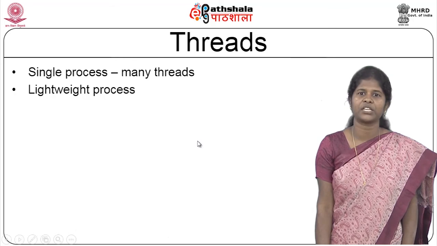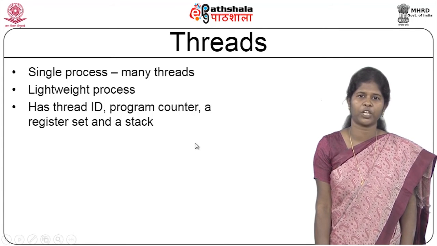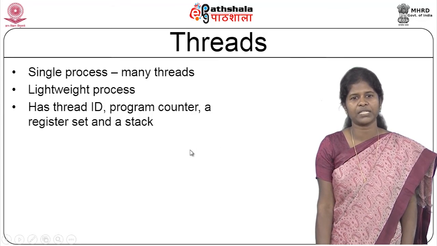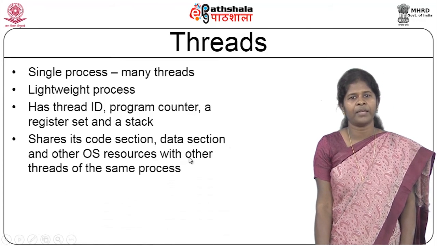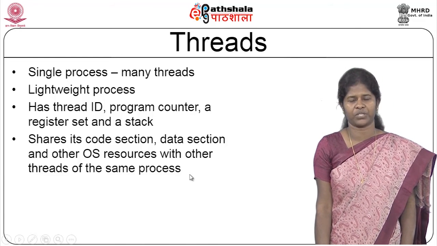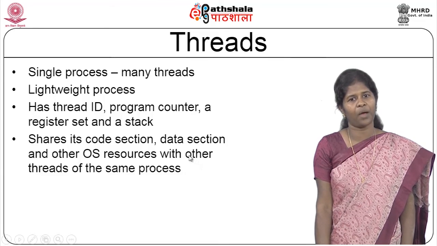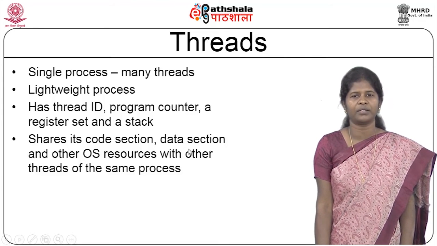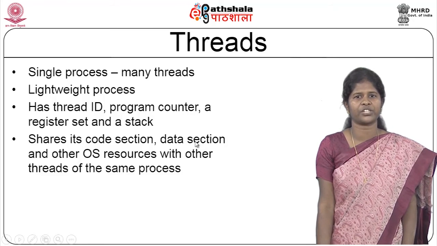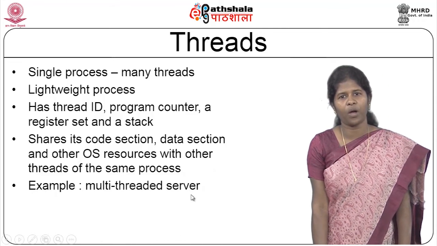So, these threads are called lightweight processes, and a thread will have a thread ID, similar to how a process has a process ID. It has a program counter, a set of registers and a stack all for itself. But it will share the code section, the data section and other resources with the other threads of the same process. So, you can have a single process which can create a number of threads, and each of the threads will have its own thread ID, program counter, stack and register set, but all the threads of the same process will share the code section, the data section and other resources, say for example files, and so on.